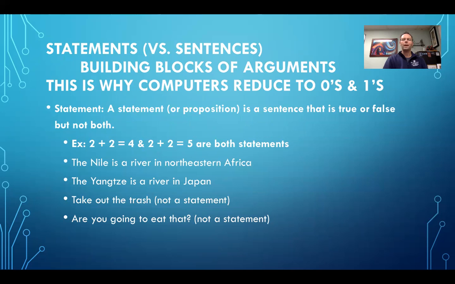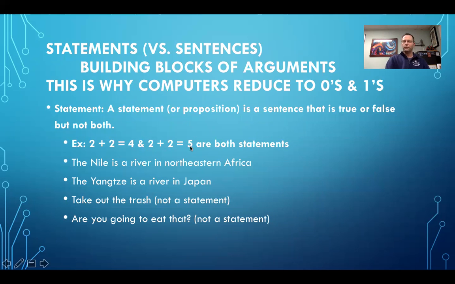A statement has to be either true or false. And if you don't know whether it's true or false, you have to be able to figure that out. And if you don't have enough information to figure that out, then it's not a statement until you do. So here are some statements. 2 + 2 is 4. It's a statement. It's a true statement.